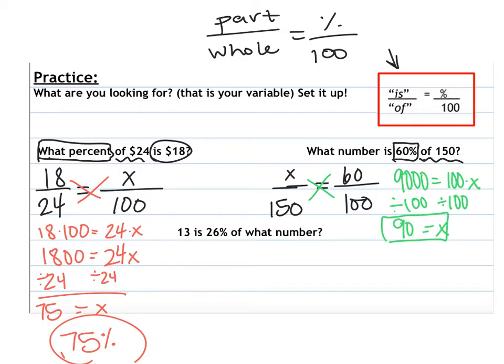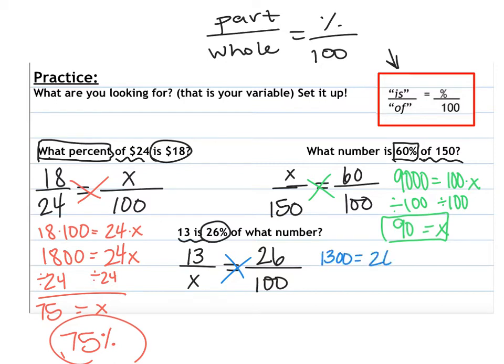Okay. Last one here with percent proportion. 13 is 26% of what number? 26% has a percent sign on it, so it automatically goes above the 100. Then 13 is over of, so 13 on the top. Of what number? That's what you are trying to find. Cross multiply to solve. 13 times 100 would be 1,300 equals 26x. 1,300, you're going to divide both sides by 26.